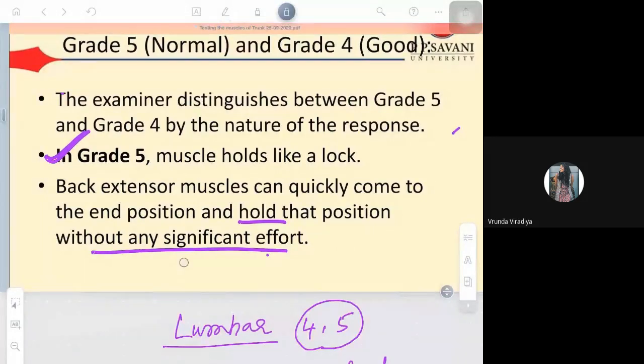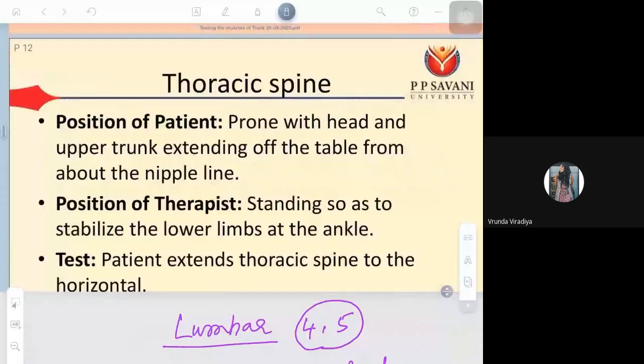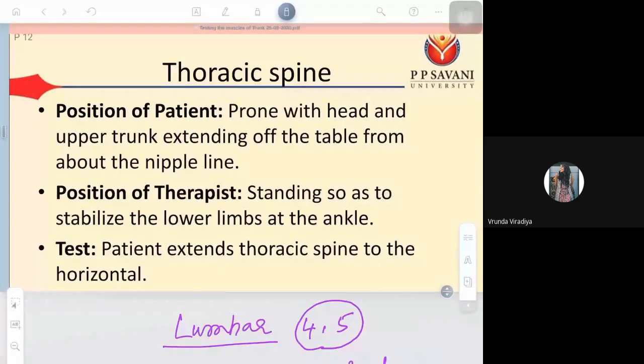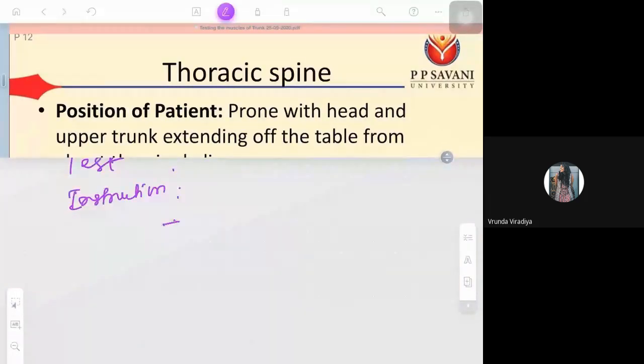Clear? So now, thoracic spine. What I have told, for the lumbar spine and thoracic spine, the 4 and 5 position is different. Clear? Now coming to the thoracic spine, 4 and 5. So what is the position of the patient?